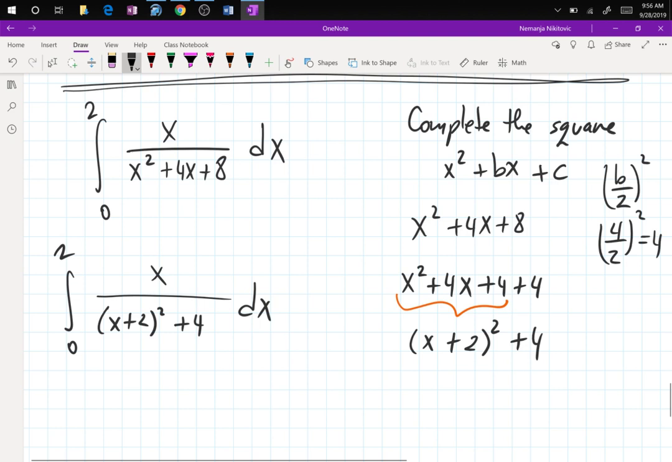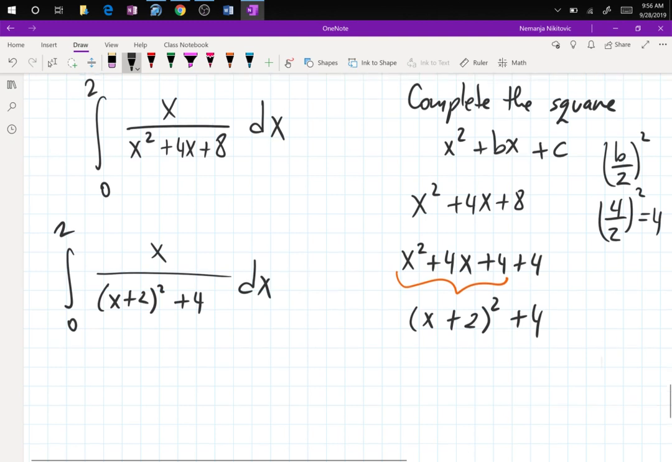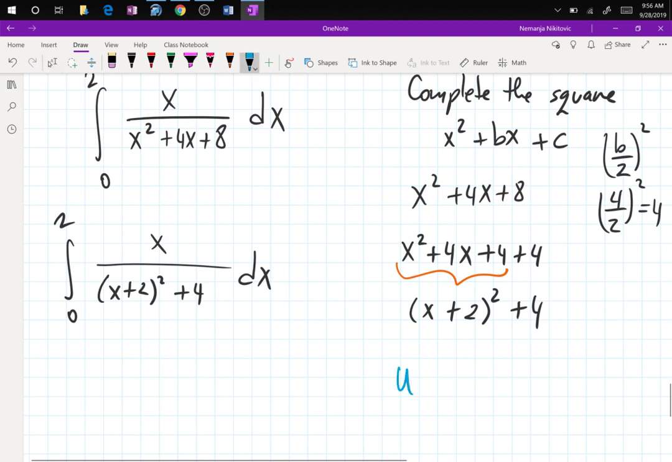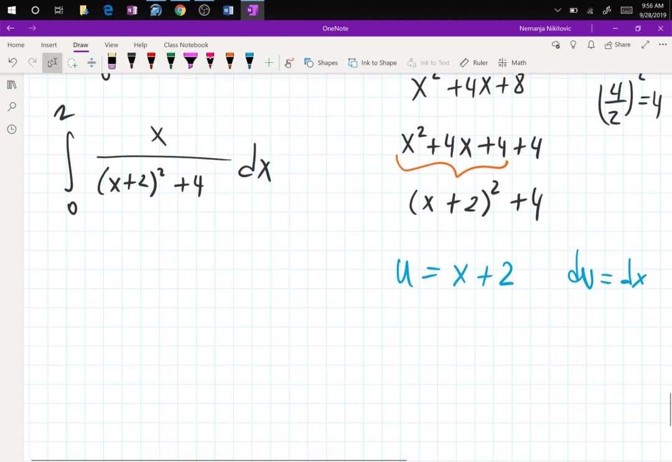So now what? Well, we do have x plus 2 squared, so hopefully we can use the u sub on x plus 2, and du is dx, right? So let's go and use this. Well, the denominator is u squared plus 4, dx is du.